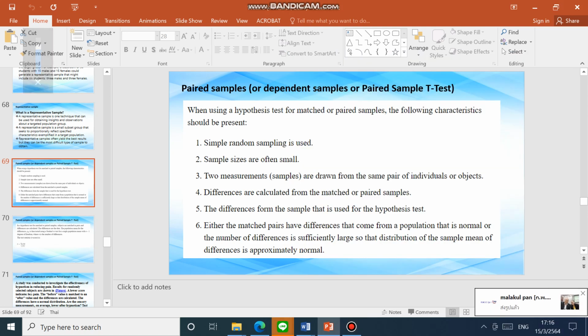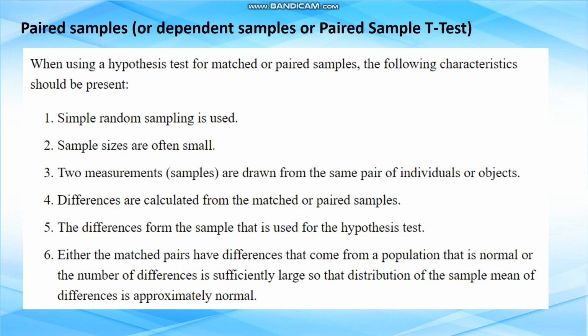Okay, in the second part, population and sample, I would like to point out paired samples, or sometimes we call it dependent samples or the paired sample t-test. When using a hypothesis test for matched or paired samples, the following characteristics should be present.